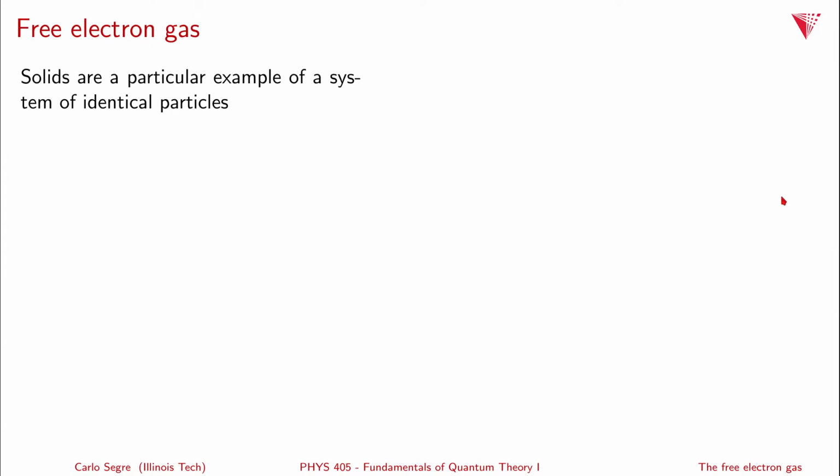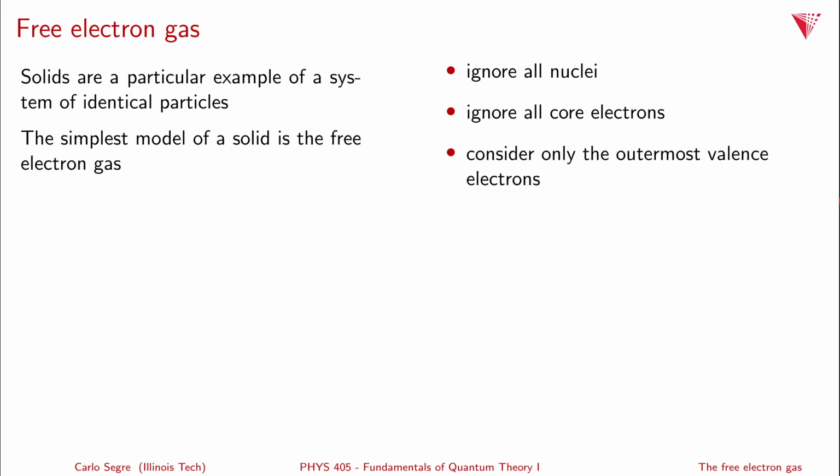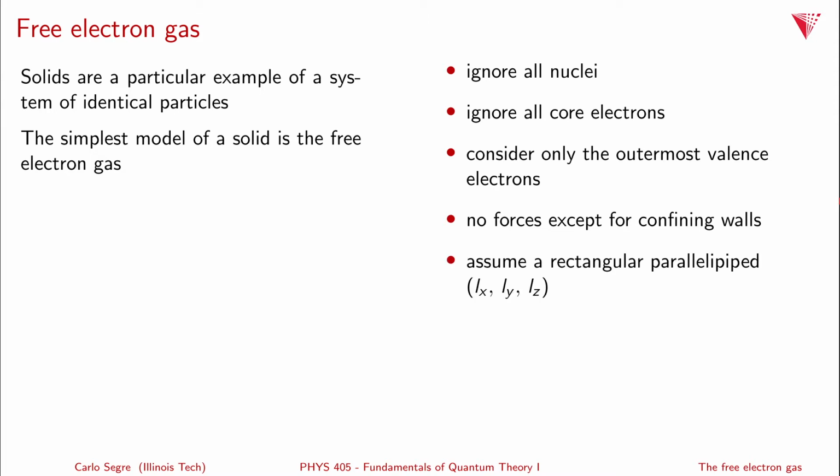So, solids are a particular kind of system of identical particles. The simplest model of a solid is the free electron gas. In this model, we ignore all nuclei, we ignore all core electrons, we consider only the outermost valence electrons, we have no forces except for confining walls in the box, and we assume a rectangular parallelepiped box with dimensions L sub x, L sub y, and L sub z.